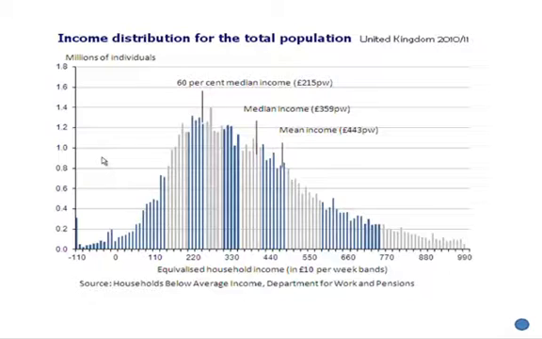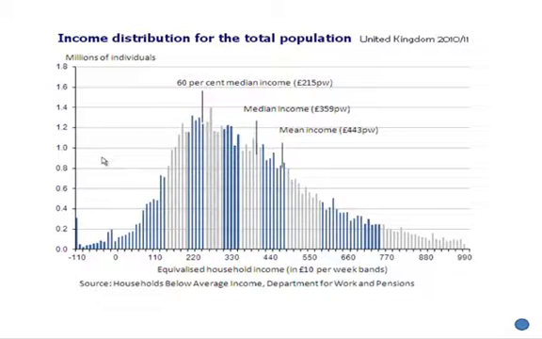So if we look at the modal value, which isn't indicated on the chart, but it's the highest bar, £235 a week is the average or mode income. If we look at the median income, we can see that that's £359 a week. And if we look at the mean income, it goes up to £443 a week. It would be correct to give all of those different values as the average value.